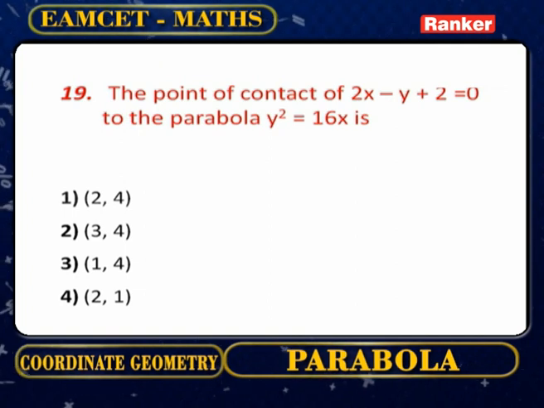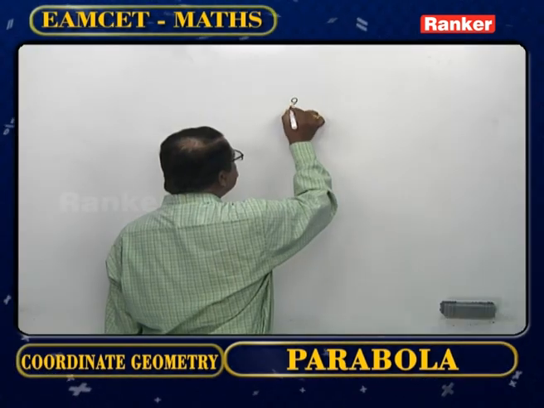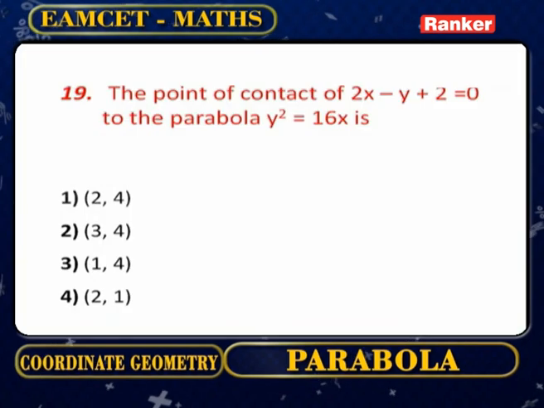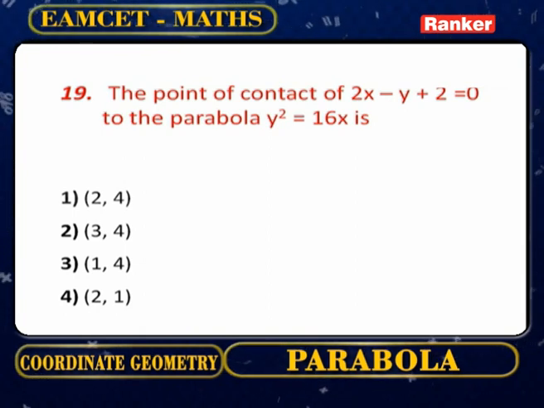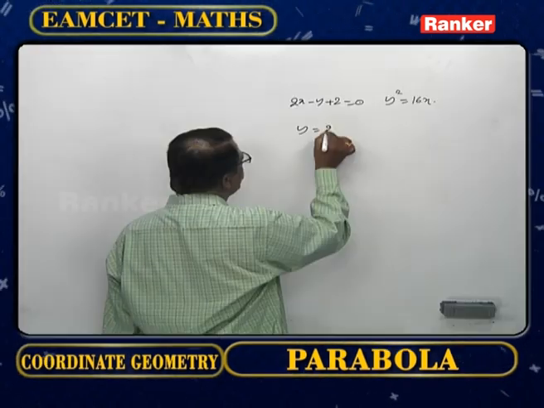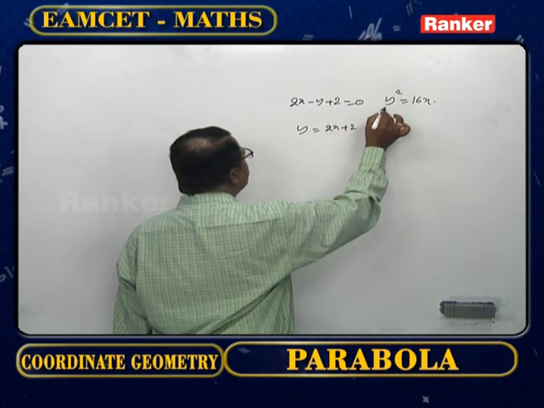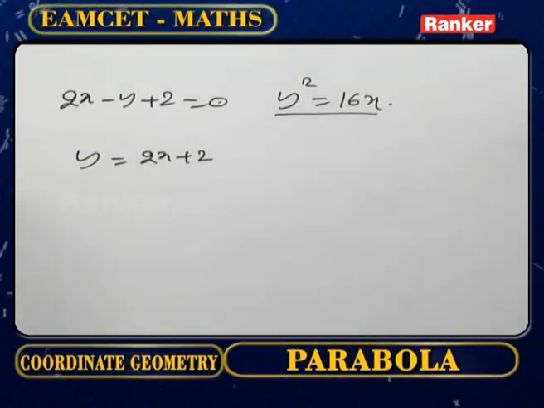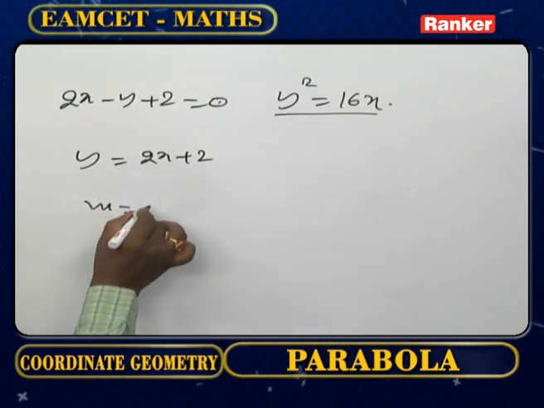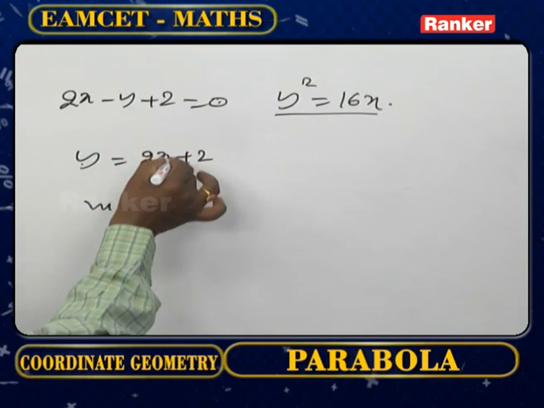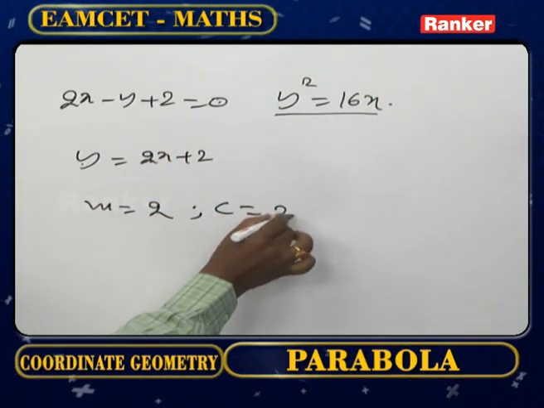The point of contact of 2x minus y plus 2 to the parabola y square equals 16x. Now, the given line y equals 2x plus 2 is a tangent to the parabola y square equals 16x. Here m equals 2, because the line is in the form y equals mx plus c, c is also 2.